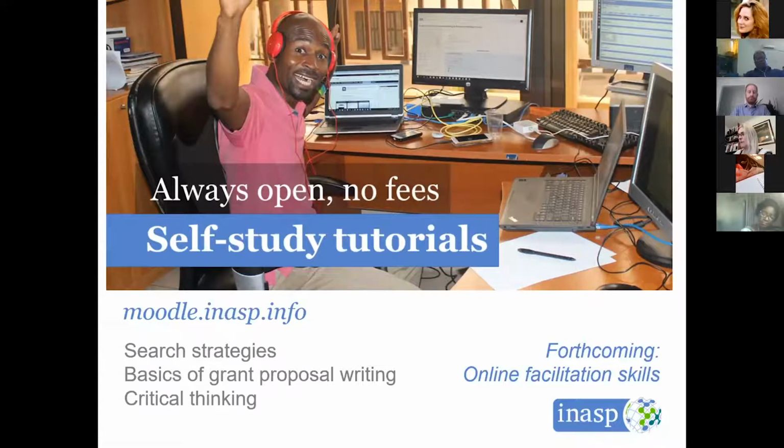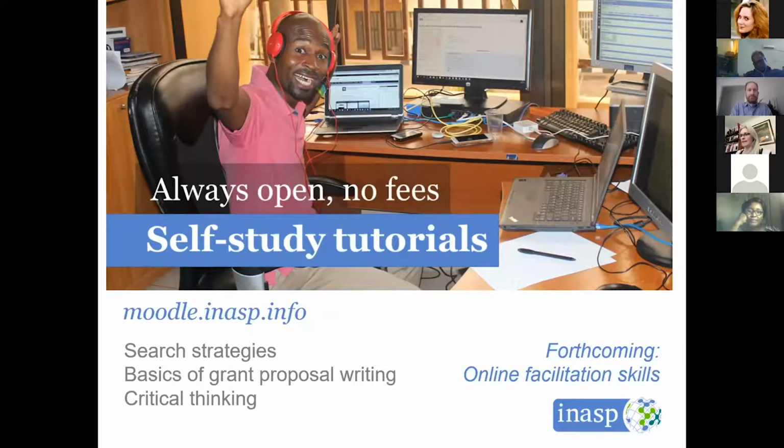If you go to our Moodle, moodle.inasp.info, you can see all these courses, and you can also sign up there to be alerted to any new taught courses, facilitated courses. The facilitated courses happen at a particular point in time. The tutorials, you can just sign up whenever you like, and you can take as long as you like, but you still get a certificate at the end, and they're free as well.